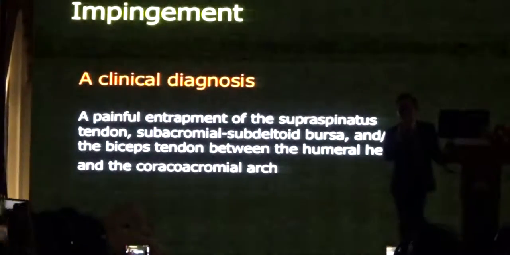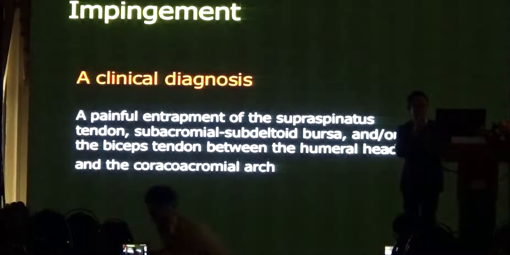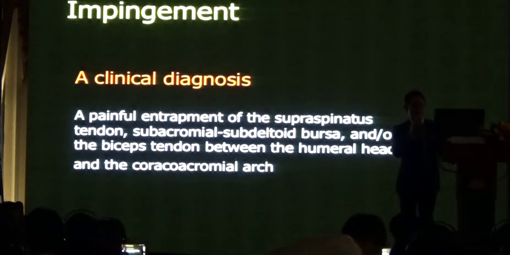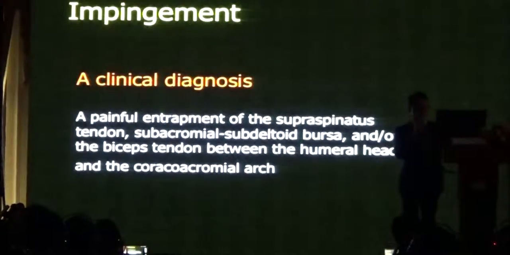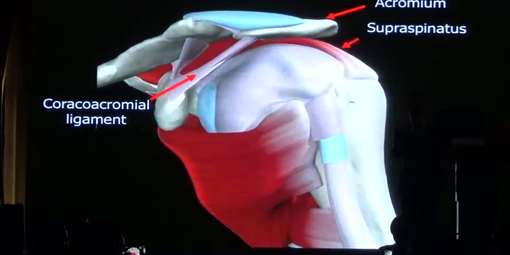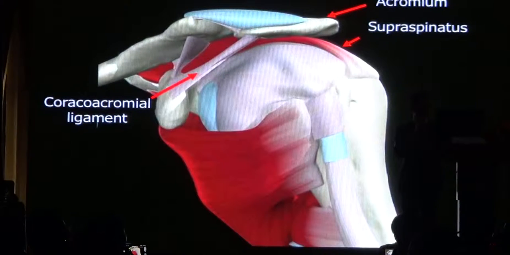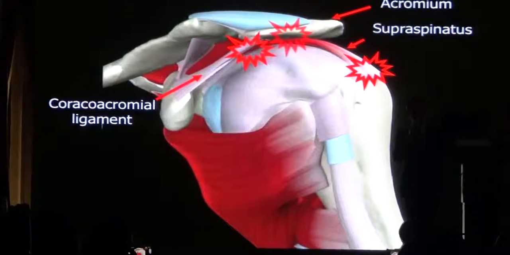Let's look at impingement first. It's important to realize that this is a clinical diagnosis. So this is a diagnosis where there's painful entrapment of the supraspinatus tendon or the bursa or the biceps tendon between the humeral head and the coracoacromial arch. So this is where the impingement occurs. There's the coracoacromial arch over here. And we can see that there are two regions really where we get impingement, over the region of the greater tuberosity, and that's the arch over there.